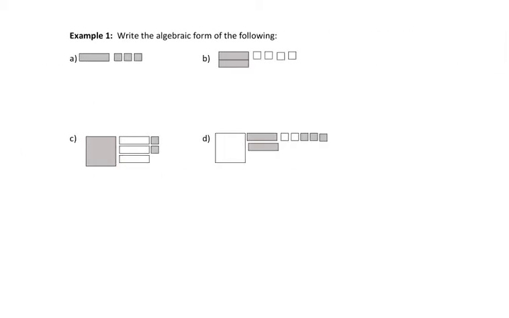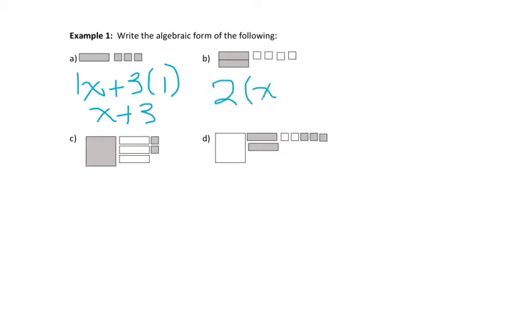So in algebraic form, I've got 1x, and I've got 3 1s. Altogether, this is x plus 3. Over here, now I have 2 x's, and then I have 4 negative 1s. So together, that's 2x minus 4.